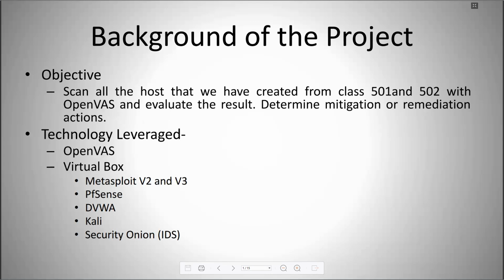Background of the project is objective, scan all the hosts that we have created from class 501 and 502 with the OpenVAS and evaluate the result, determine mitigation or remediations, actions, technology leverage, OpenVAS, VirtualBox, Metasploitable 2 and 3, pfSense, DVWA, Kali, and Security Onion, IDS.